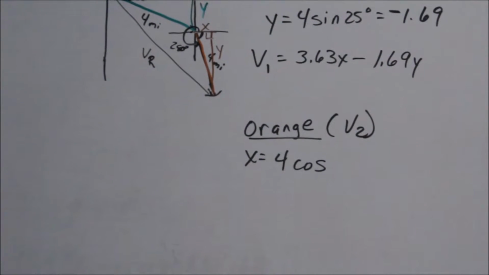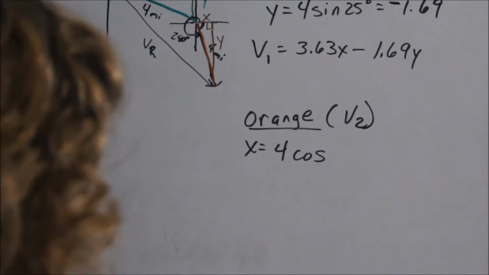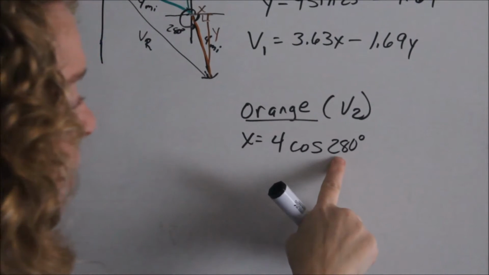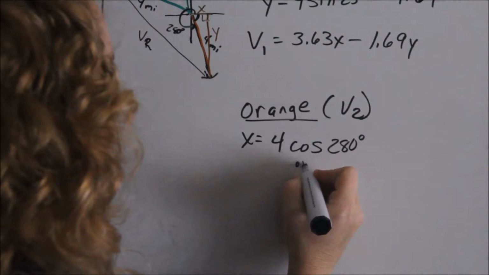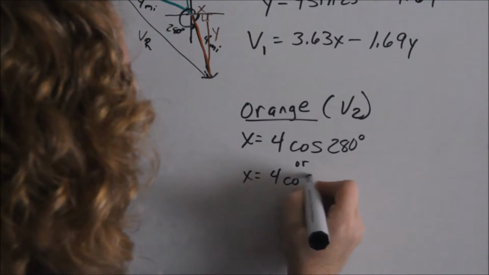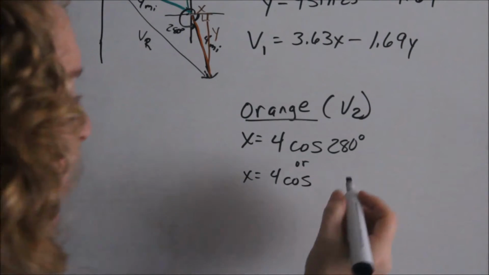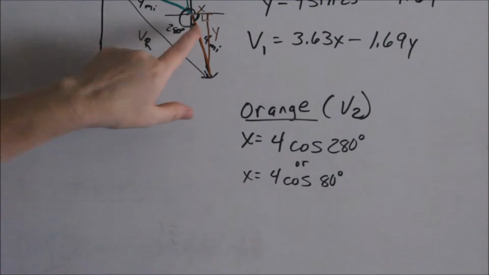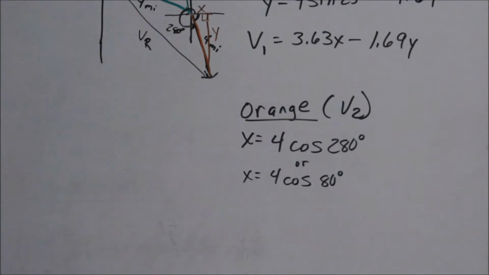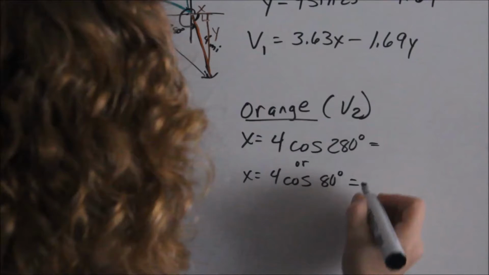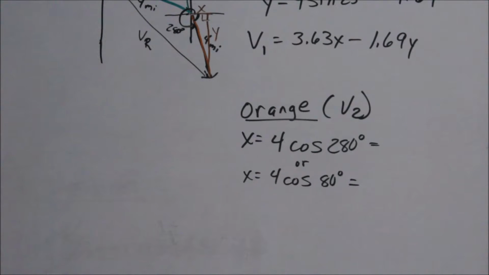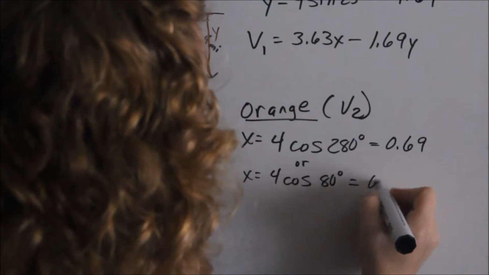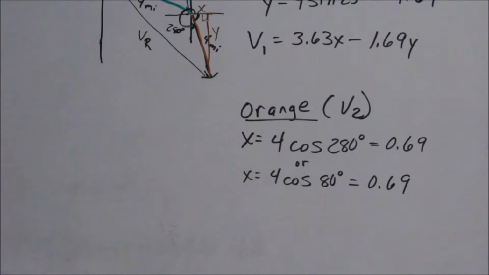So I'm going to show you 2 different ways that you can do this. You can say 4 cosine of 280 degrees, which is what was given in the problem, or you can say x equals 4 cosine of the angle just inside the triangle, which would be 80 degrees. One uses the whole angle that was given, the other uses the little angle inside the triangle. They will actually come up with the same answer. The difference is you have to put your signs in there. So this comes out to 0.69, and this also comes out to 0.69.